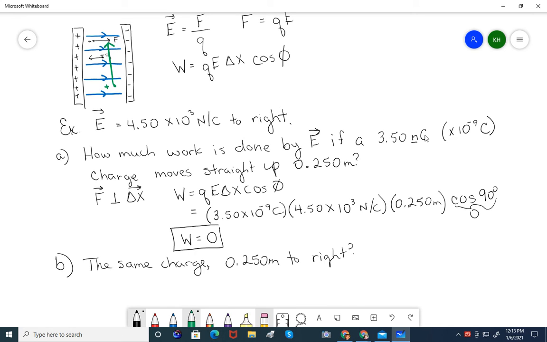So we'll take that charge, or a charge. I've got a lot going on here. Maybe I better erase a little bit of it. Let's erase some of this. All right. There's our electric field. It points to the right. And they're saying, okay, so now let's just take a positive charge and let it move to the right. Well, now the displacement's in the same direction, so we should get a lot of work.